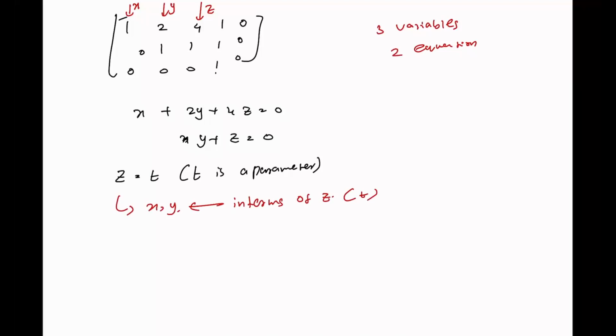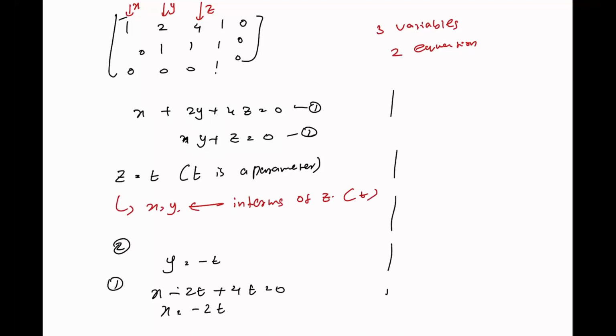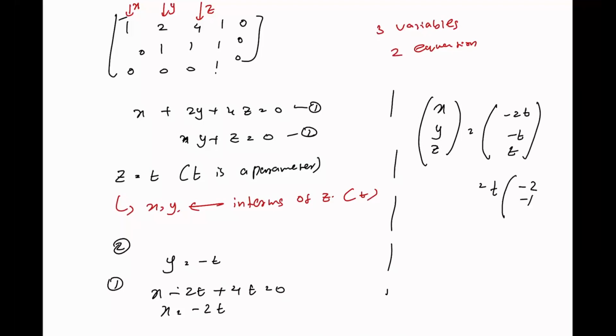Then we have these two equations. From 2, we have y equals minus t. And from 1, we have x minus 2t plus 4t equals 0. So then we have x equals minus 2t. Then we can write the x, y, z vector in terms of t as minus 2t, minus t, and plus t. Then we can take t out and write this as t times minus 2, minus 1, and plus 1.